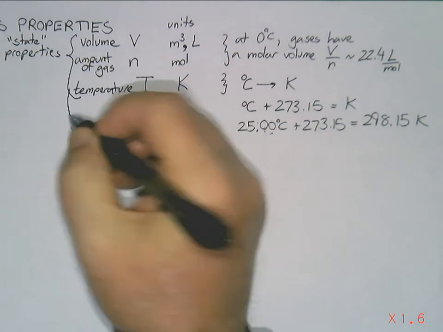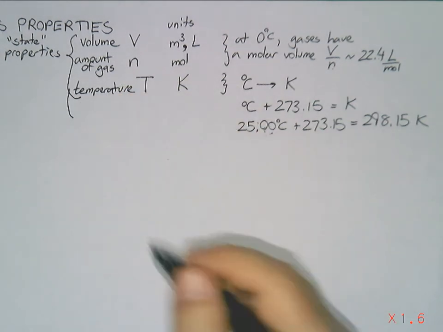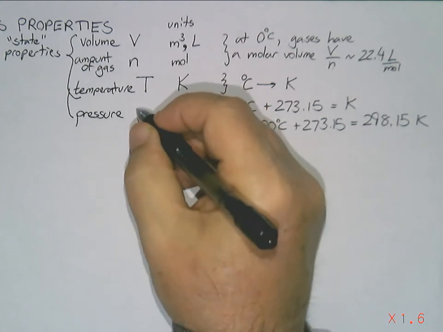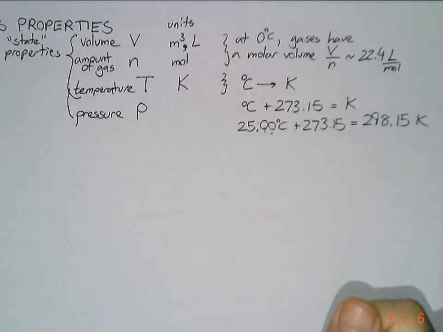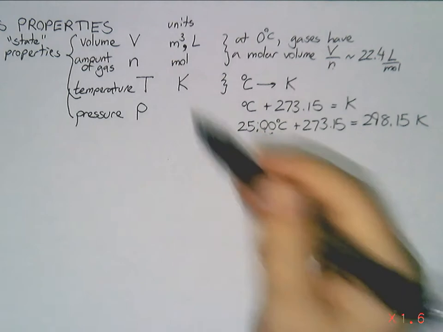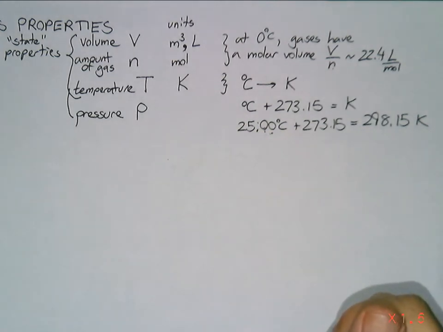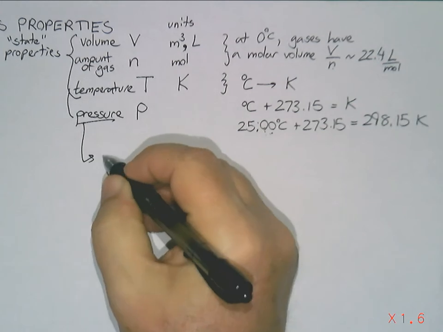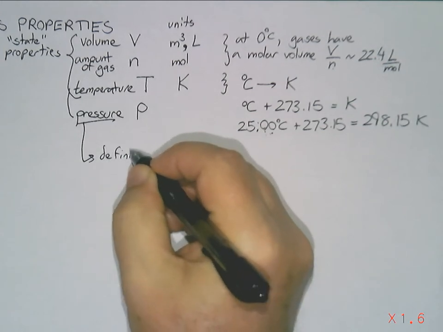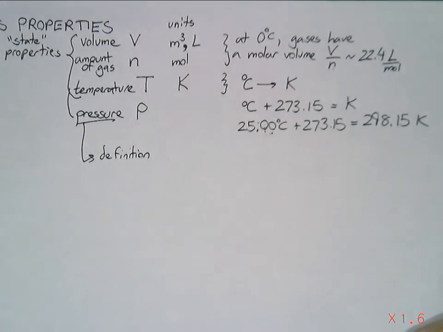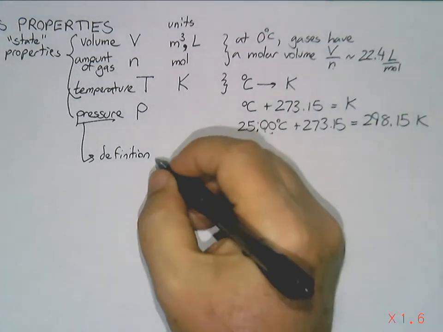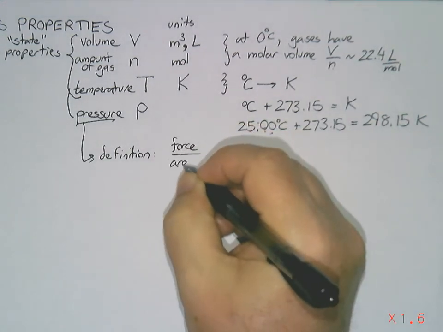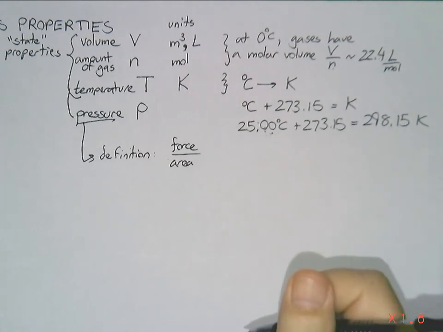The last property is the one I want to talk about the longest. It's pressure. And we usually use a P for that. Now what are the units for pressure going to be? Well, we have to define pressure. It's force per unit area. So it isn't just force, it's force per unit area.